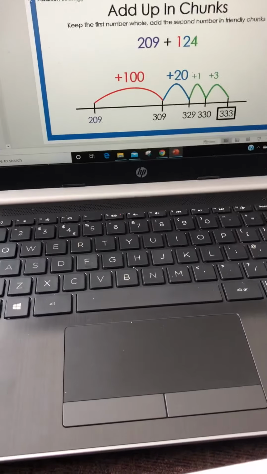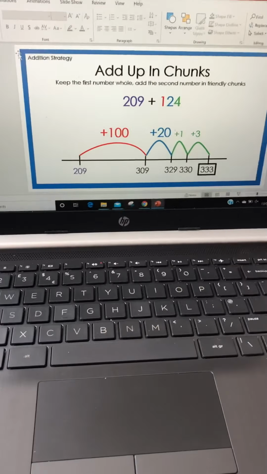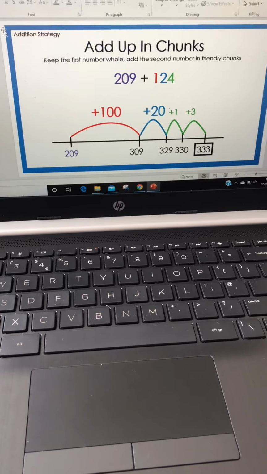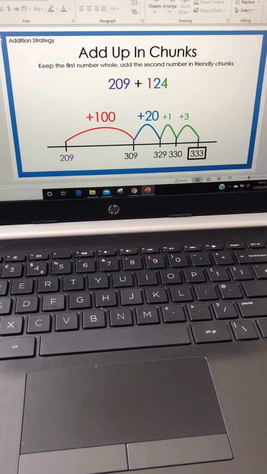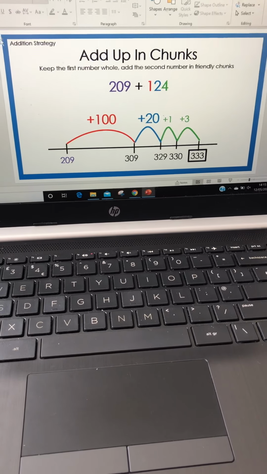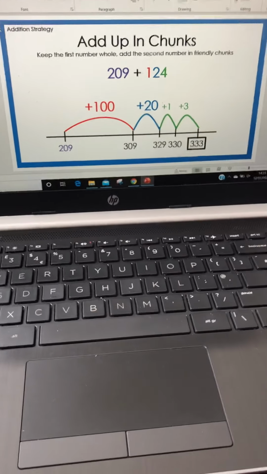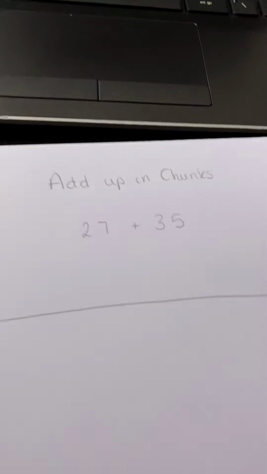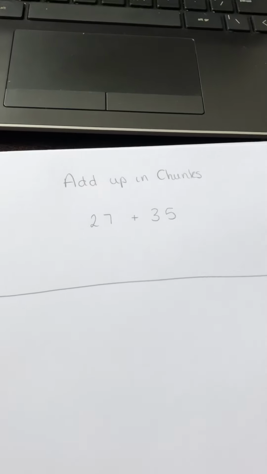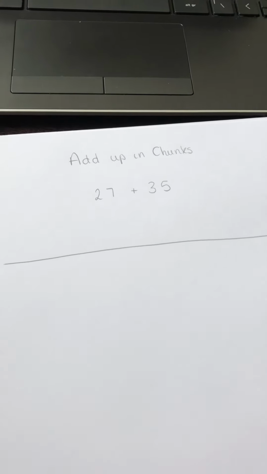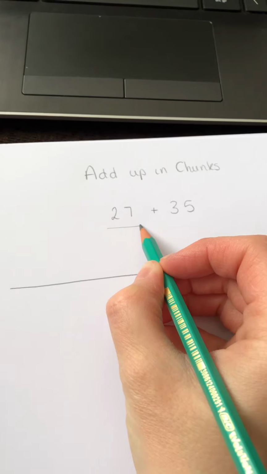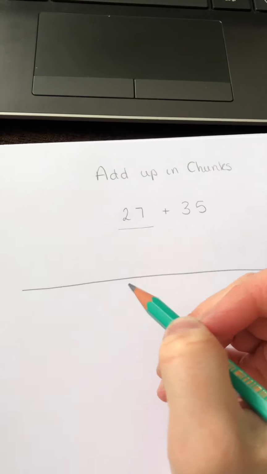Okay, let's have a wee look at this strategy here. So I would say this is the one that we probably use the most in class for addition. This is the example that's on this slide. I'll do an example where we're using smaller numbers to start with, okay? So what you're going to do is add on 35 to the 27 that's there.